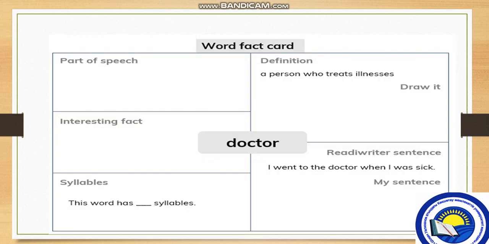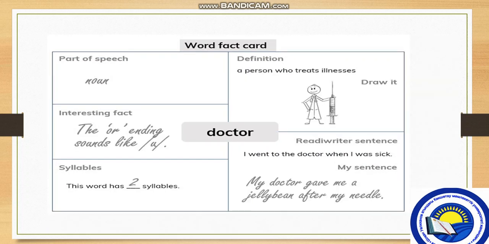Word fact cards. For example, part of speech, interesting facts, syllables. The word doctor. Definition. A person who treats illnesses. Students draw it. I went to the doctor when I was sick. The student. Part of speech. Noun. Interesting fact. Or ending sounds like R. The word has 2 syllables. My doctor gave me a jelly bean after my needle.